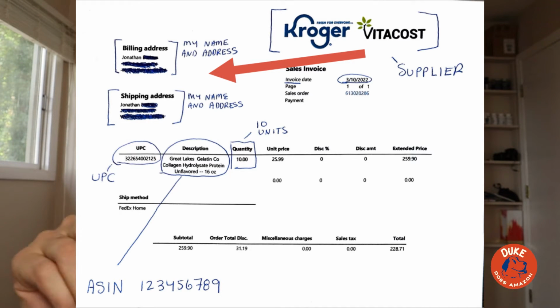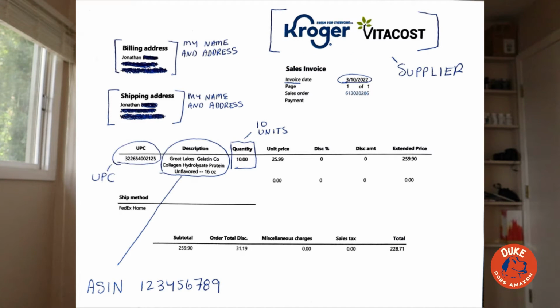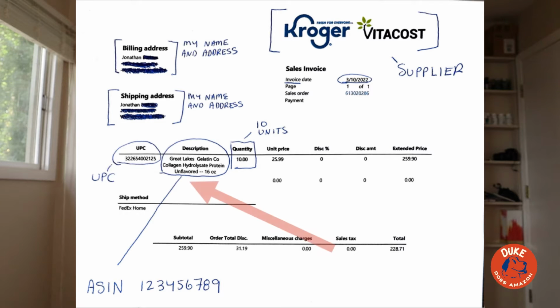And you'll see I kind of created a box around those and put my name and address for both of them. Then moving down, this one happens to have the UPC. So I circled that and just put UPC. Then the description of the item. This is, to me, probably the most important part. And then I put a long line, ASIN, and you put the ASIN there, right?